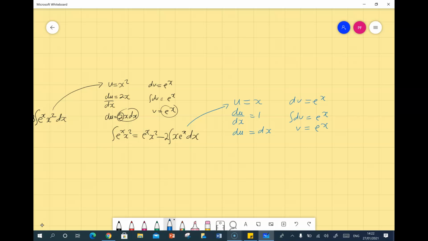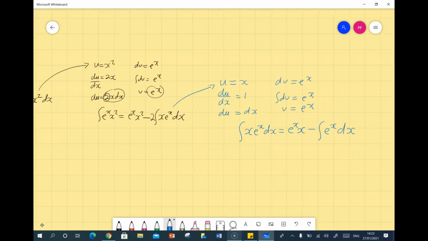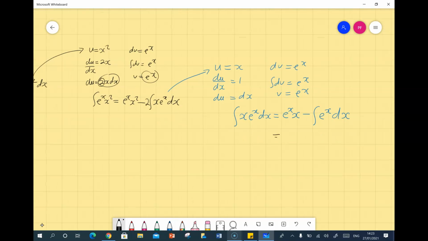So once again, we do our integration by parts. This time I'm looking for the integral of x e to the power of x dx. And that is equal to u times v, so x times e to the power of x, minus the integral of v du, which is just e to the power of x dx. Woo! Now that's something I'm able to integrate. So when I integrate this, I get e to the power of x times x minus, and the integral of e to the power of x is just e to the power of x. Okay, so we're going to use this result here.